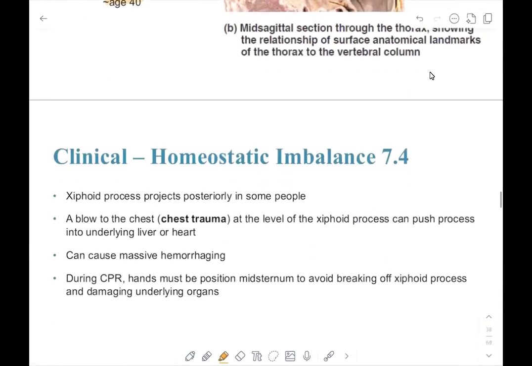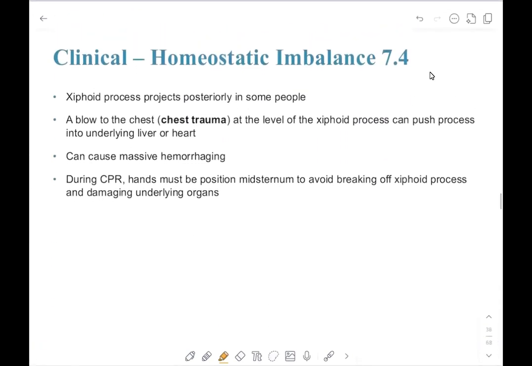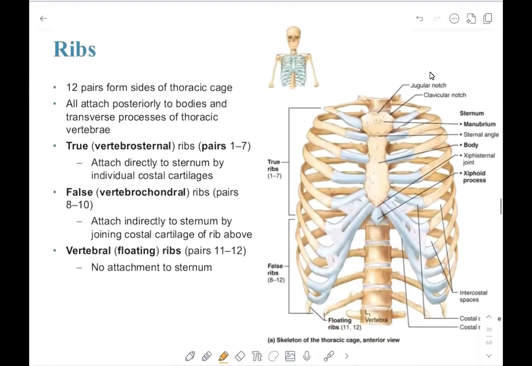And our next slide is a homeostatic imbalance where the xiphoid can project posteriorly in some people. And due to a blow to the chest, we call that chest trauma, the level of xiphoid process, it can actually push the xiphoid process into the underlying liver or the heart, causing massive hemorrhaging. So during CPR, the hands must be positioned on the midsternum to avoid breaking the xiphoid process and damaging underlying organs. A lot of times during CPR, in fact, ribs are broken.